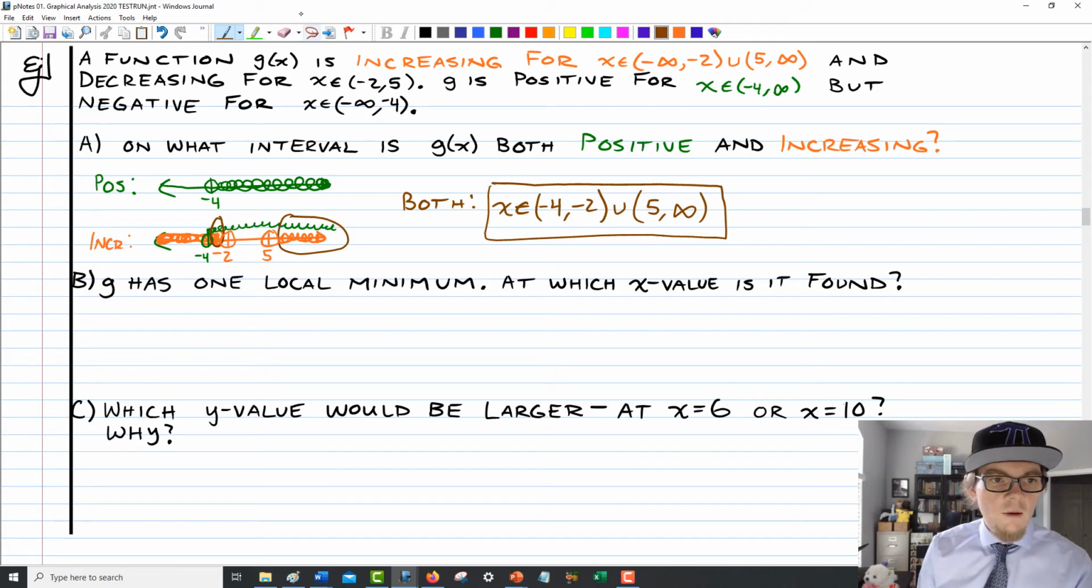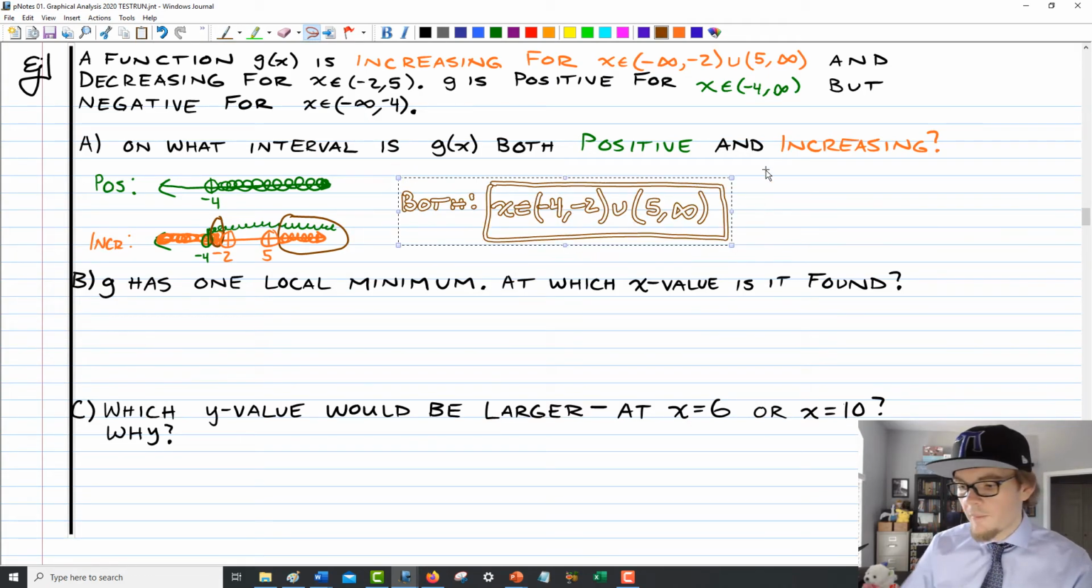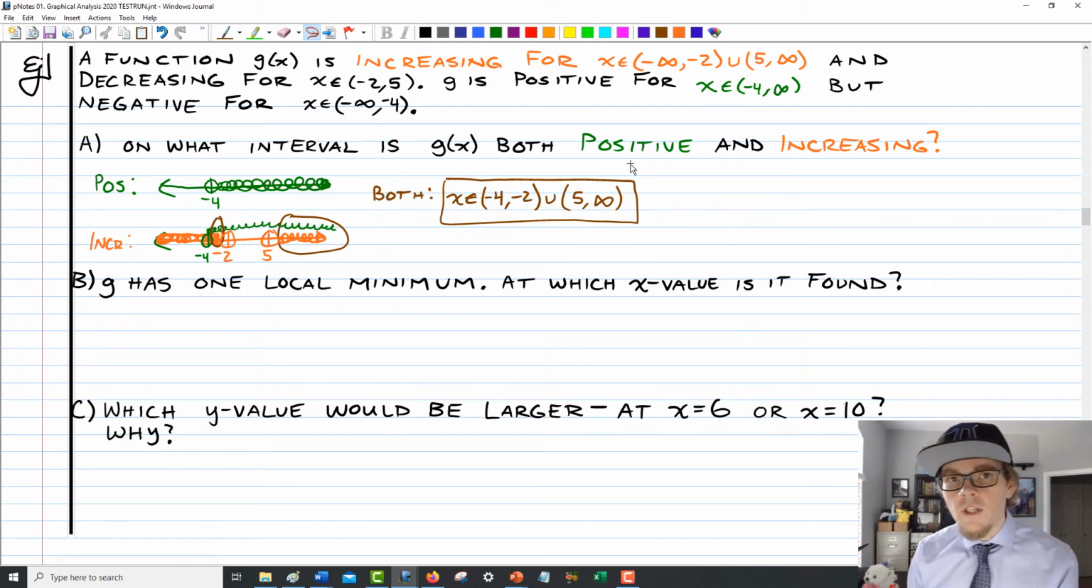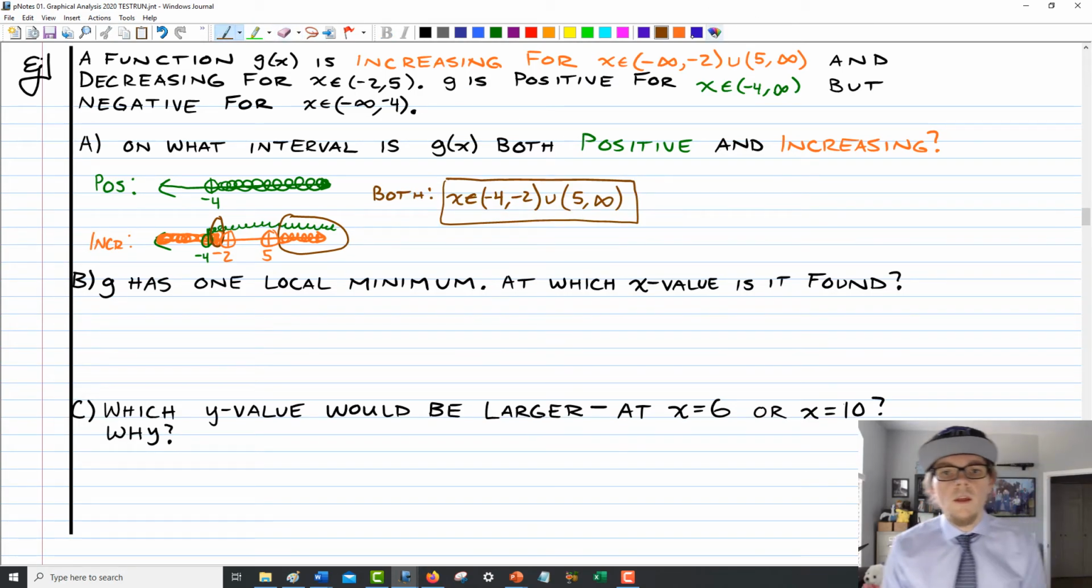And the way we attacked that was by trying to sketch out what this looked like using number lines. Just a quick little way to approach this. Now there is a second way.